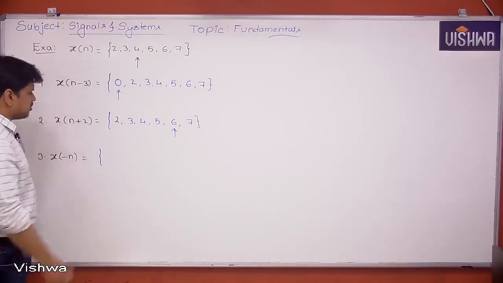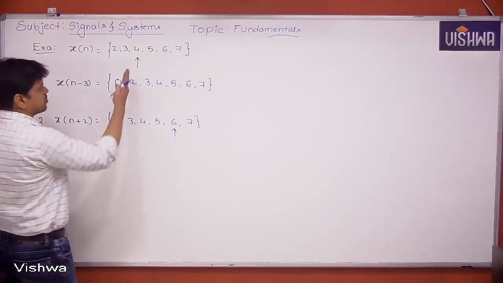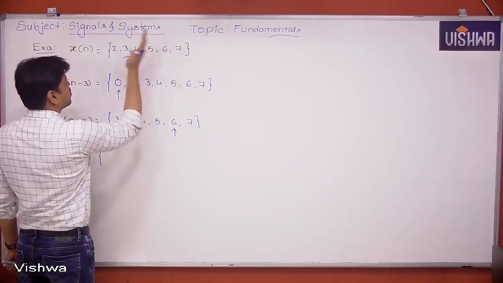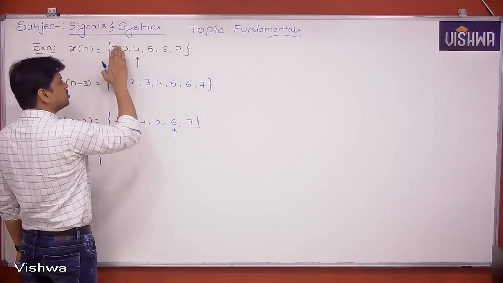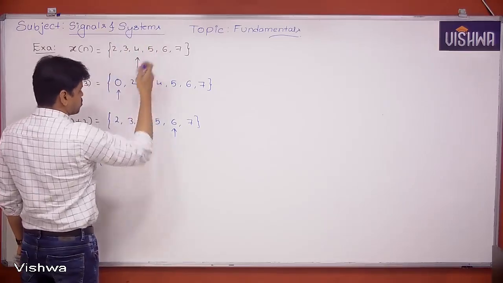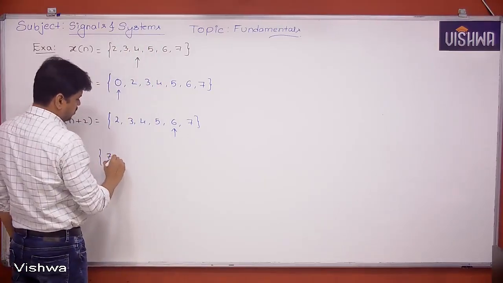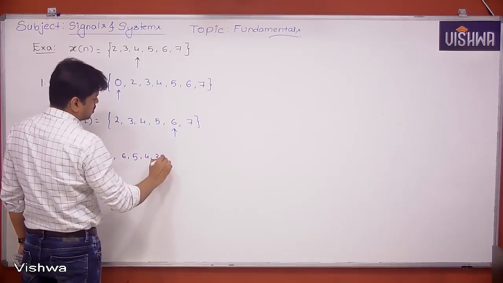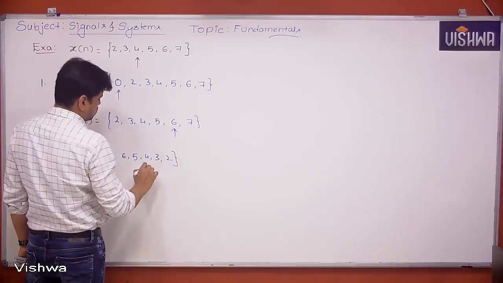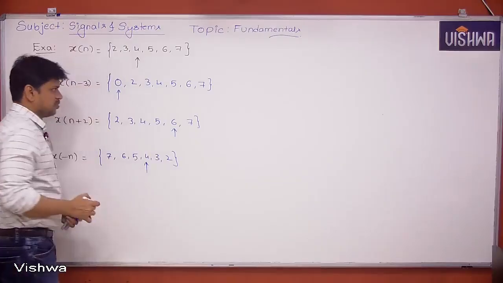To find x of minus n, that means we have to fold the sequence. Let's say keep the 0th position. If I fold it, 7, 6, 5, 4. Next, if I fold it, 3, 2. So 7, 6, 5, 4, 3. This is what we are going to get.